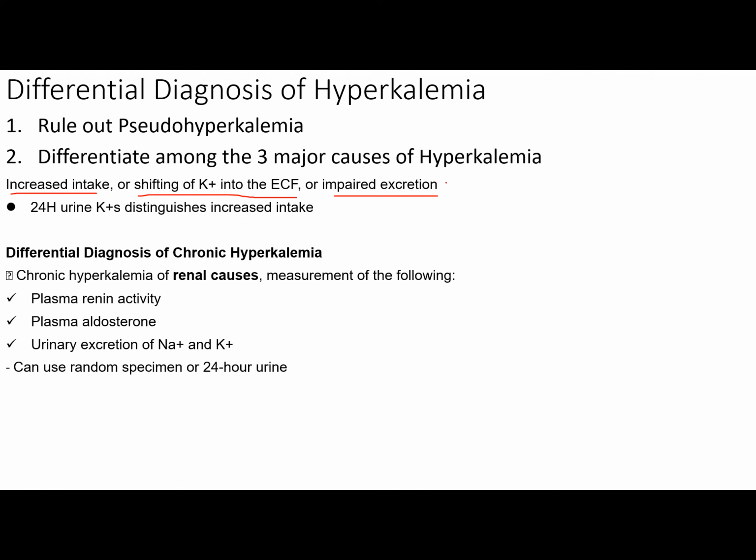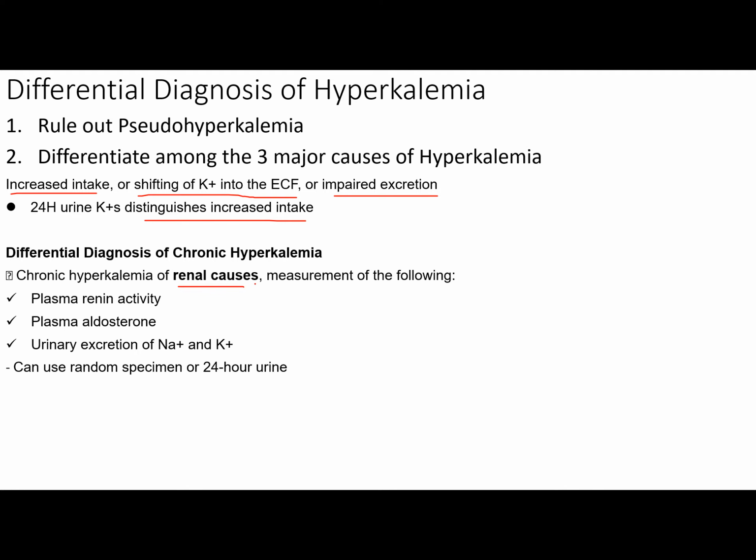So for impaired excretion, try to check the history of the patient if the patient is suffering from renal failure, a problem with the kidney. Then 24-hour urine potassium distinguishes increased intake. Then the differential diagnosis for chronic hyperkalemia, class, is because of renal causes.